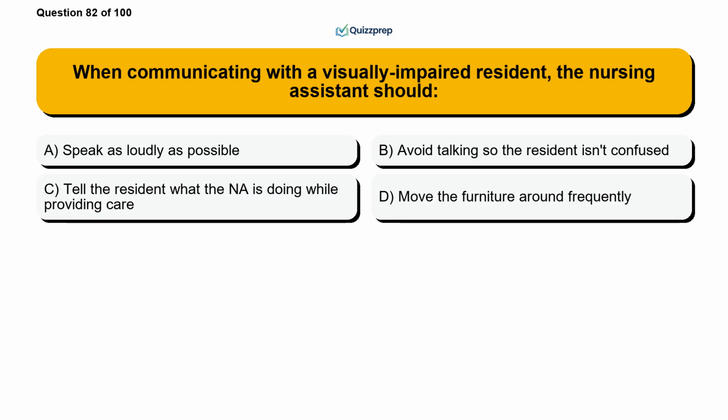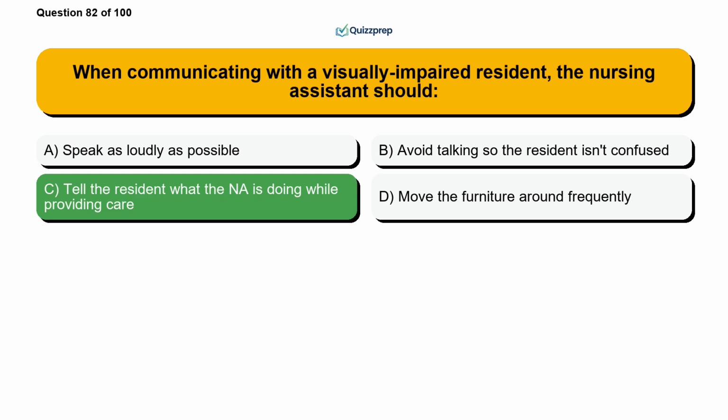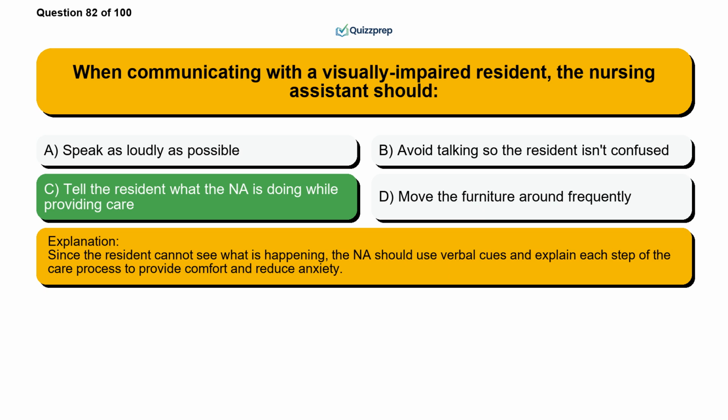Question 82. When communicating with a visually impaired resident, the nursing assistant should: Option A, speak as loudly as possible. Option B, avoid talking so the resident isn't confused. Option C, tell the resident what the NA is doing while providing care. Option D, move the furniture around frequently. The correct answer is option C, tell the resident what the NA is doing while providing care. Since the resident cannot see what is happening, the NA should use verbal cues and explain each step of the care process to provide comfort and reduce anxiety.